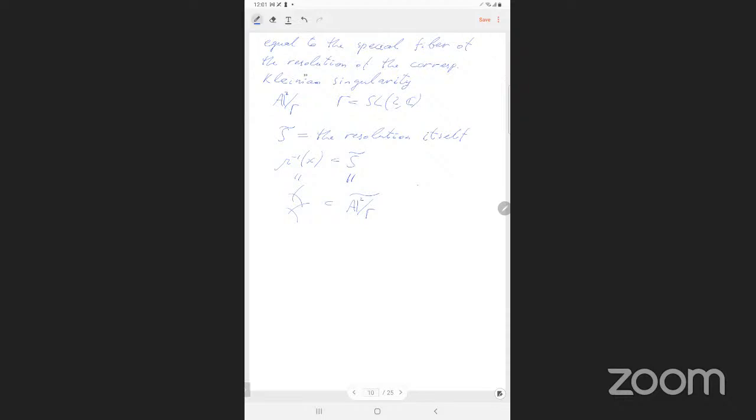Okay, so that's all for today. I didn't even have time to define the costandard modules, but they're essentially Borel-Moore homology of those smooth preimages. So we'll do this next time.